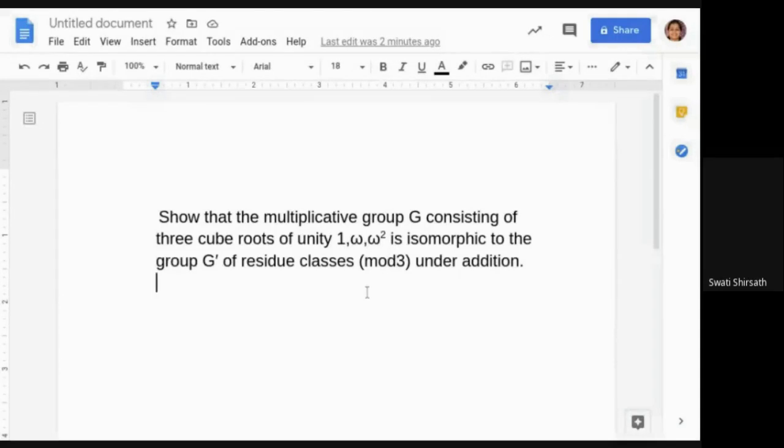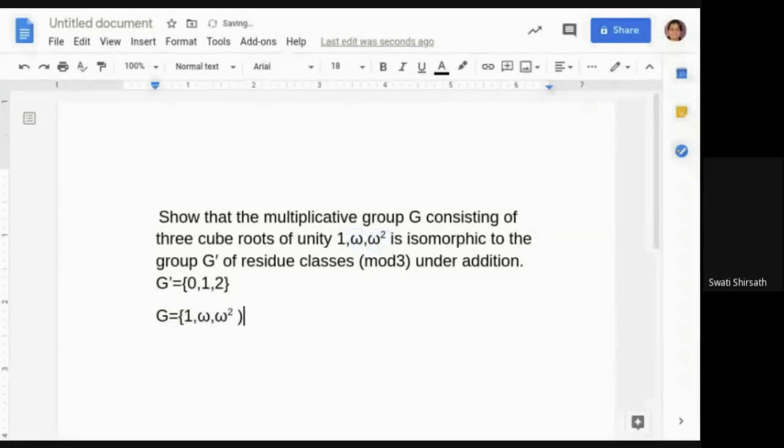If it is mod 3, it means the elements of G dash are... can you tell me the elements of G dash? Do you remember mod 3, Z3, something like that? 1 and 2. No, 0, 1 and 2, because it is addition, no? So we should include 0. Okay, so G dash is 0, 1, 2 and G is equal to 1, omega and omega square.